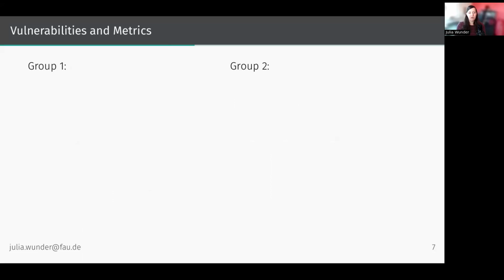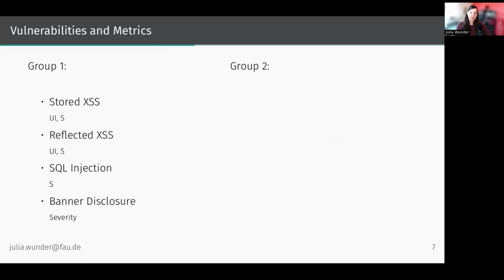We had a total of 8 vulnerabilities and decided to divide the participants into 2 groups so that each participant has to evaluate 4 vulnerabilities in order to keep the survey time short. So for group 1, there was a stored XSS vulnerability, a reflected XSS, an SQL injection vulnerability, and as a security deficiency, we chose banner disclosure. For each of these vulnerabilities, we focused on different metrics. For example, for stored XSS, we focused on the user interaction metric and scope metric.